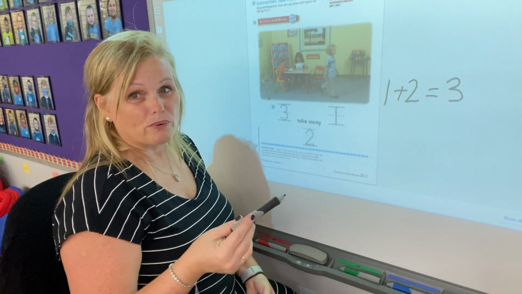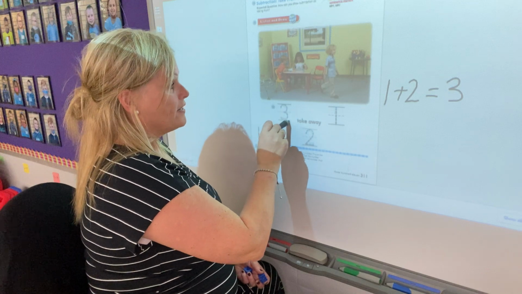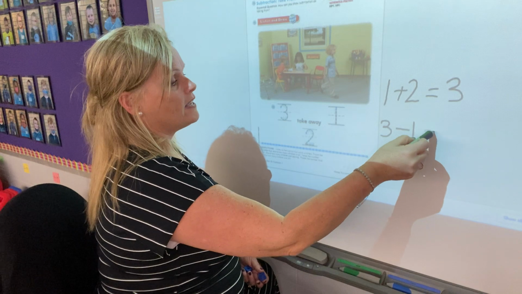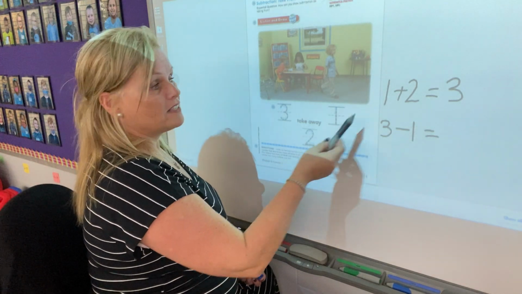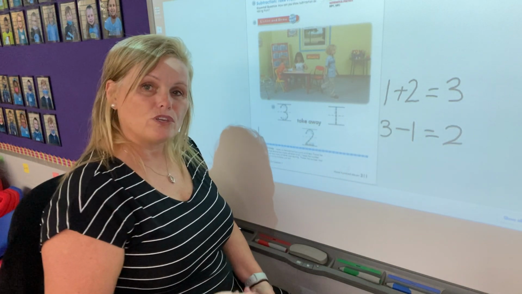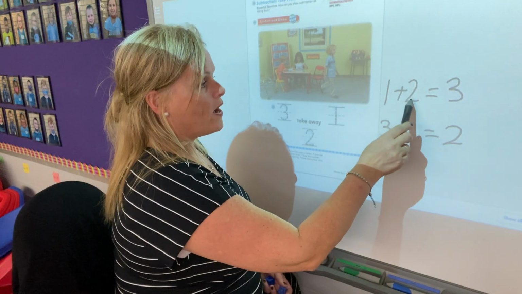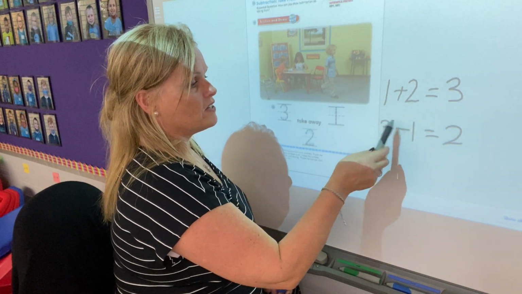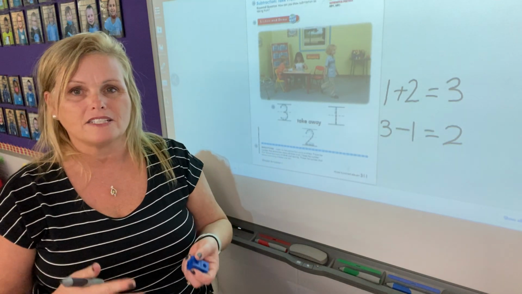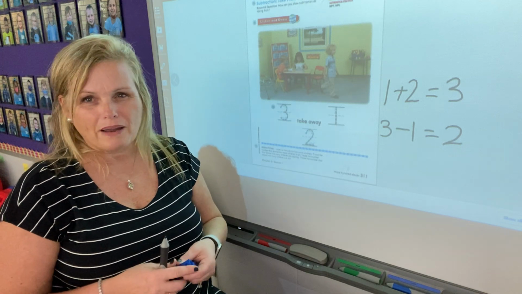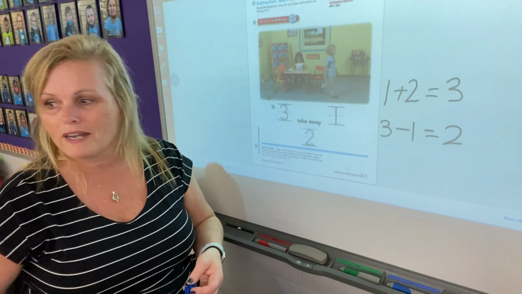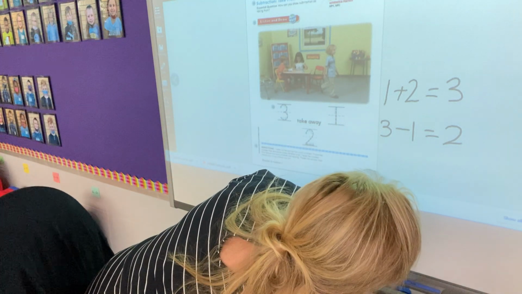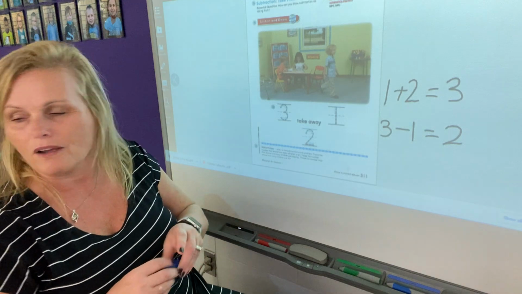Now, I want to turn that around. What if that's where we start here? If we start with 3 friends and we take away 1, how many are going to be left? 2. Do you see that we're using the same numbers? 1 is here, 2 is here, and 3 is here. It's just a matter of moving them around in different areas. You can play around with it at home. If mom or dad think that you're ready to talk about that a little more, you are more than welcome to do that. But we are just going to keep on moving along with subtraction.